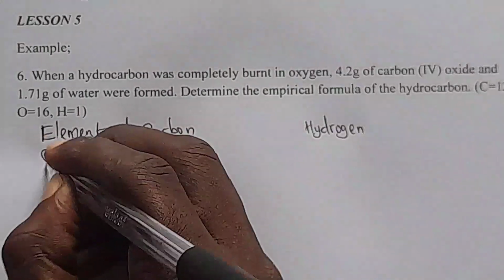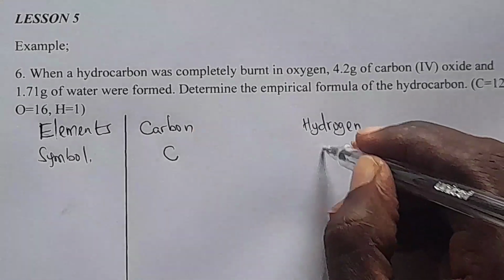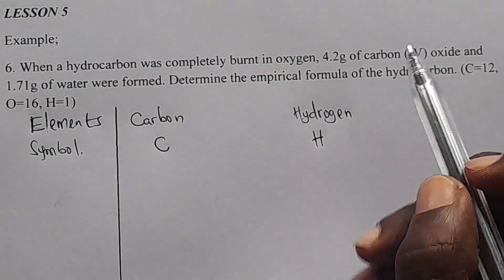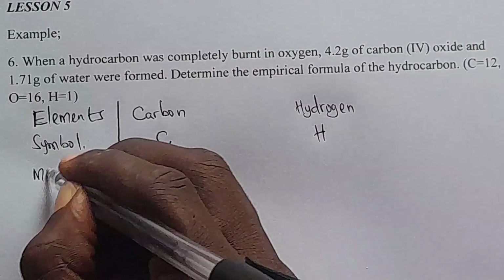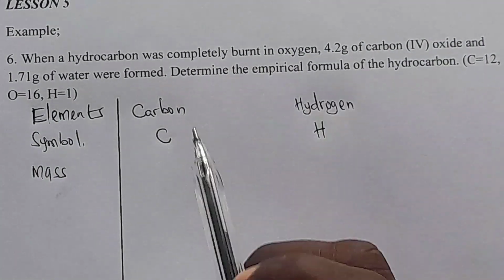Then let's see their symbols. Carbon is written C, hydrogen is written H. The next here, if you check, they have given us masses of the product. So we are going to start, first of all, with mass. How are we going to get mass? Let's read the question again.